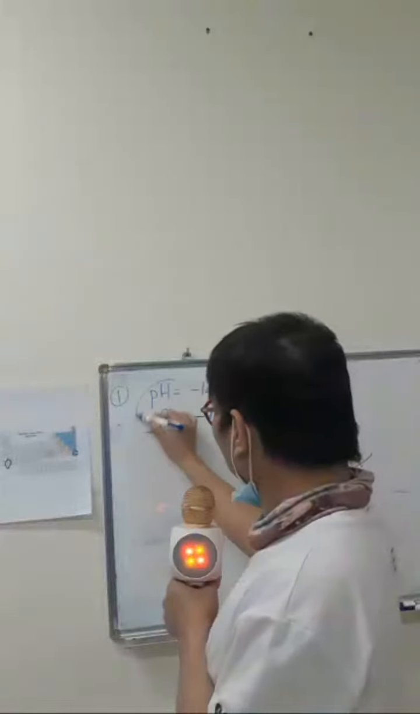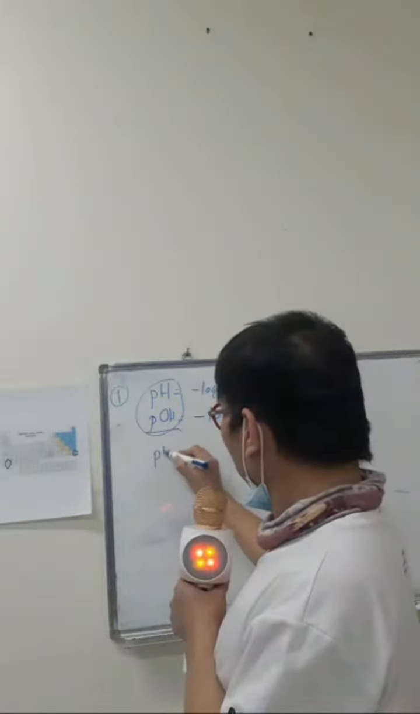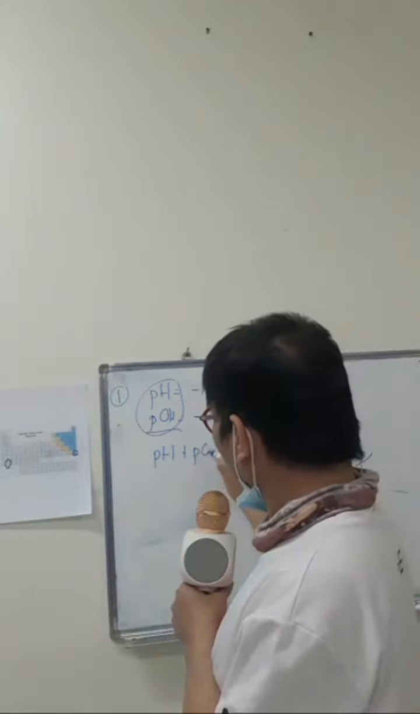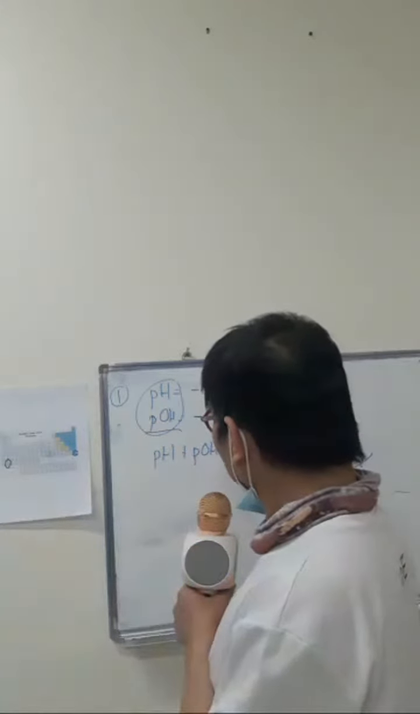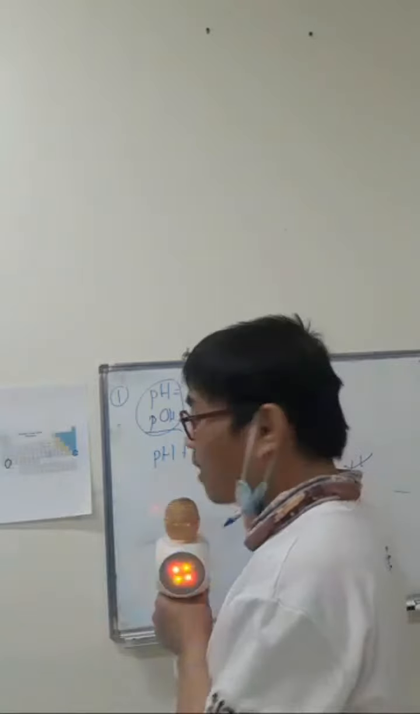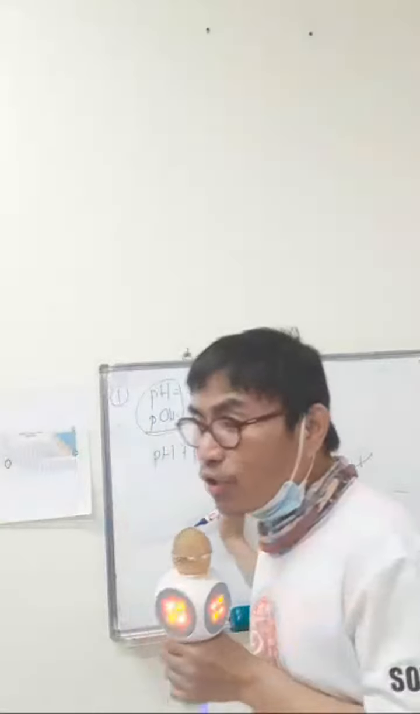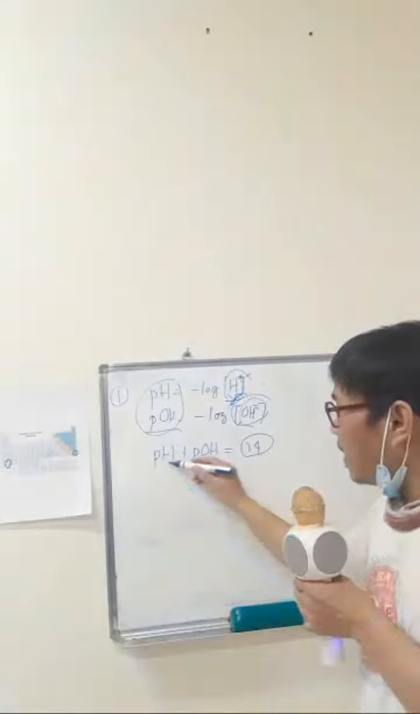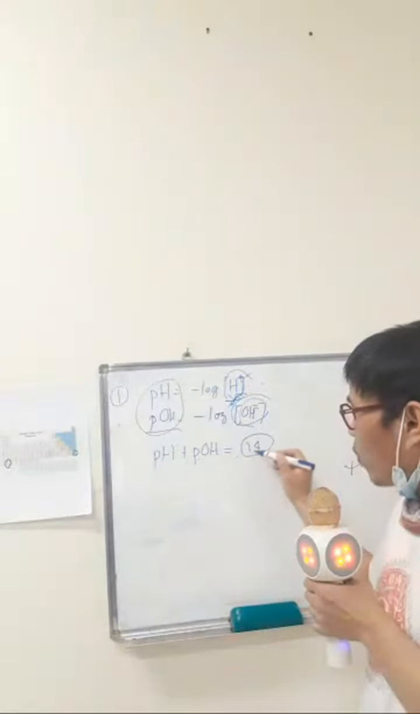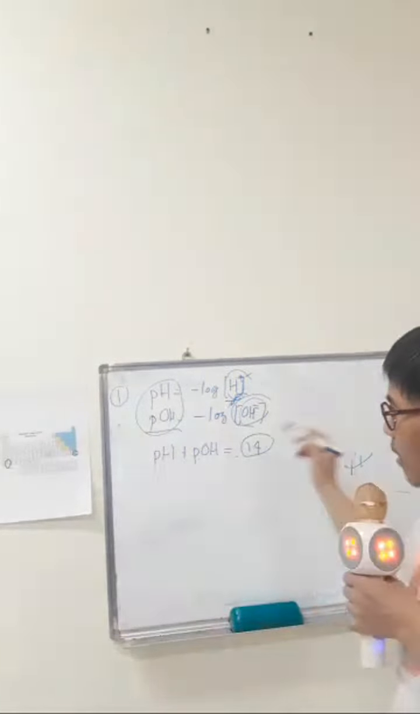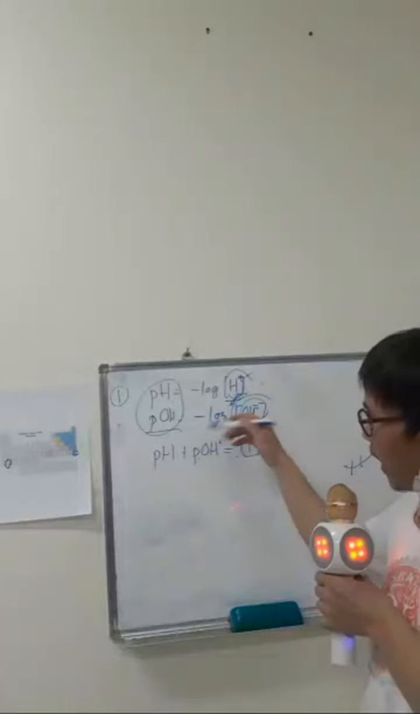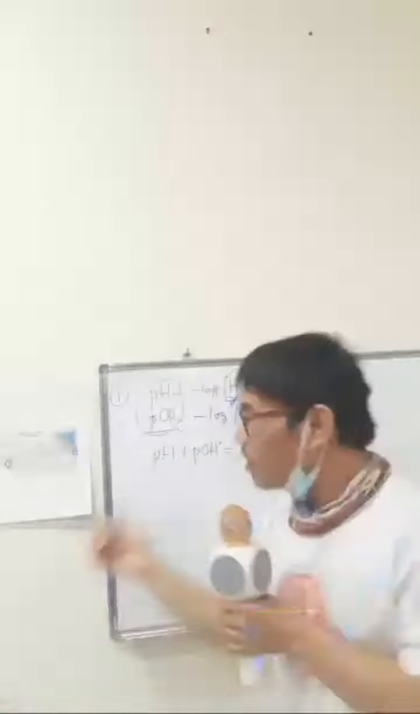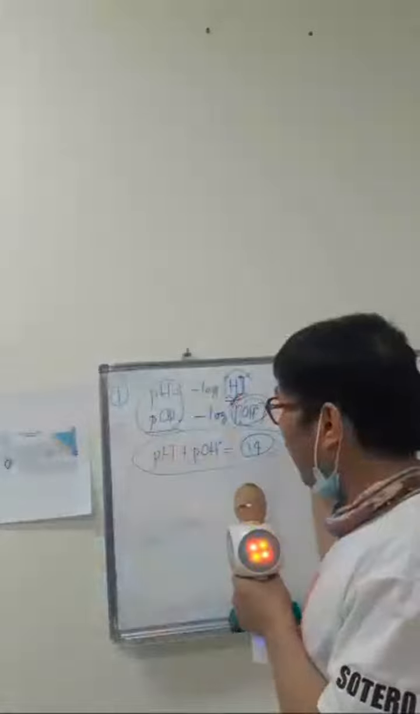Now we have another thing also. pH plus pOH is equal to 14, because the maximum strength of a substance measurement is up to 14 only. That's why pH plus pOH is equal to 14. And sometimes the OH concentration is given and you have to compute for the H. So that formula is important for the exam.